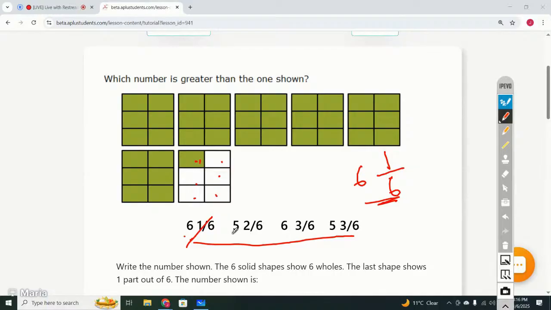So they are exactly equal. Leave this. Look at just the whole numbers. 5 whole 2 by 5 is less than 6, so skip this. We need to find the one that is greater than the one shown. 6 and 6 are exactly equal. Now look at their fractional part, 3 by 6. So 3 is greater than 1, that means 6 whole 3 by 6 is the one that is greater than 6 whole 1 by 6.